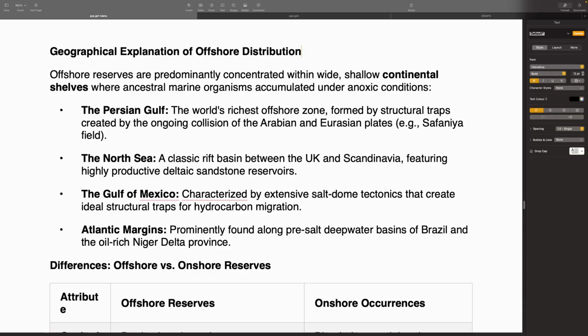The North Sea, a classic rift between the UK and Scandinavia, featuring highly productive deltaic sandstone reservoirs. The Gulf of Mexico, characterized by extensive salt dome tectonics that create ideal structural traps for hydrocarbon migration. Atlantic margins, prominently found along pre-salt deep water basins of Brazil and the oil-rich Niger Delta province.